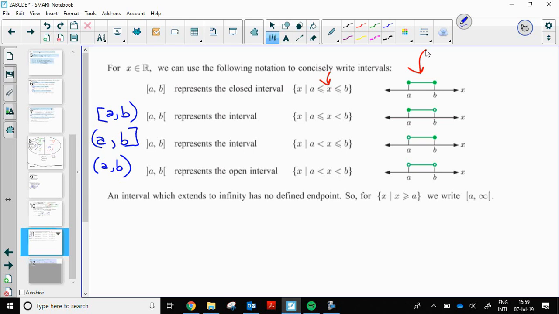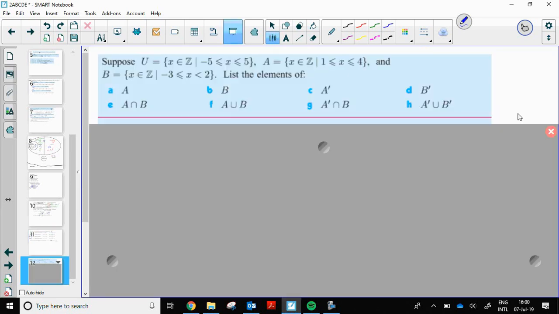Okay, and again down here we see infinity is not a number, so infinity is not included when we want to say that x is greater than or equal to some particular value a. So our universe in this question is all of the integers in between -5 and 5 inclusive. So we've got to start by noting what the possible universe is in the problem.